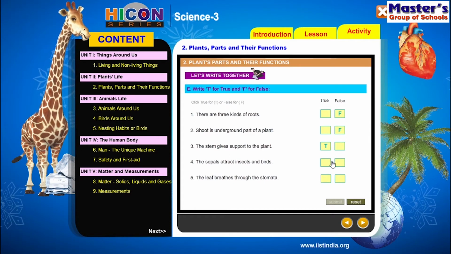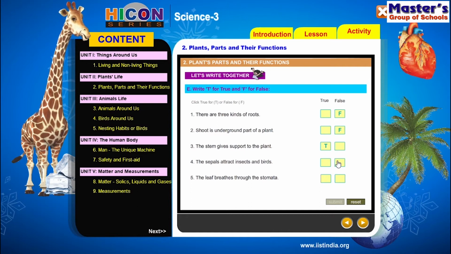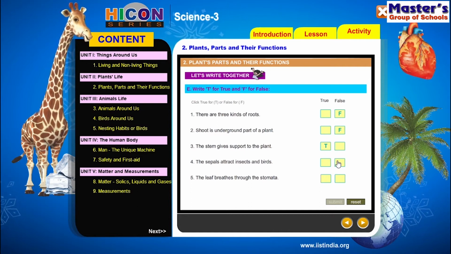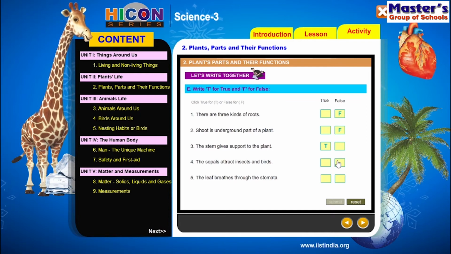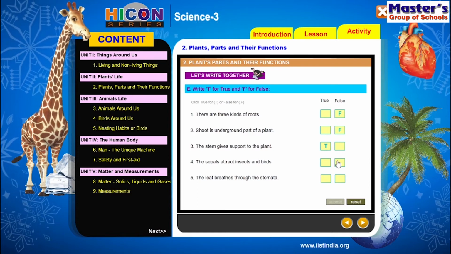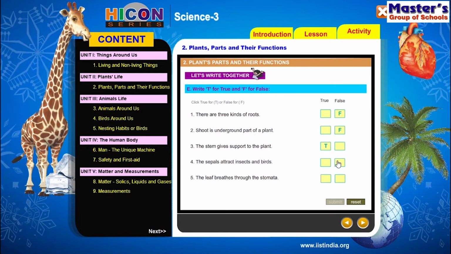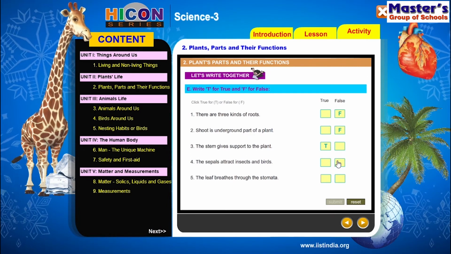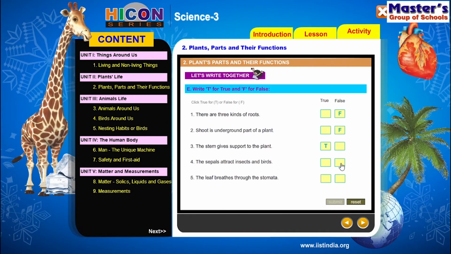The petals will attract the insects and birds because the petals are present in different colors and they give a pleasant smell. So because of the smell and color of the petals, the insects and birds will be attracted. But the sepals are generally green in color. They just give support for the flower. They are present at the bottom of the flower and give support for the petals. So the fourth sentence is wrong. So write F in the box.